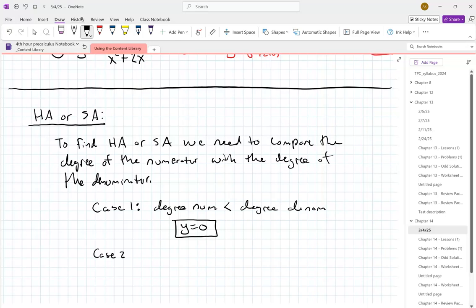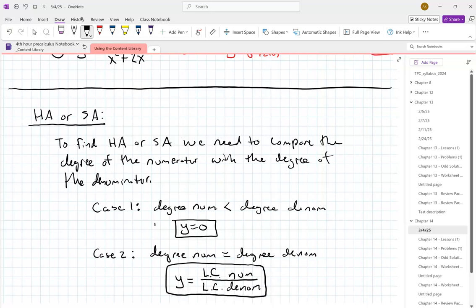In case 2, we could have the degrees are equal. In that case, I should probably say these are horizontal asymptotes. So you're going to have a horizontal asymptote. Again, but this time to find it, it's going to be the leading coefficient from the numerator over the leading coefficient from the denominator. So it'll be a number other than 0. Everybody still doing okay?